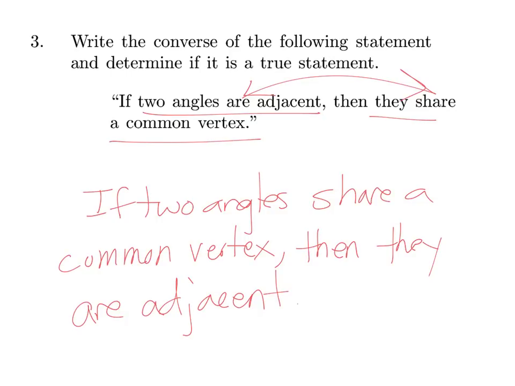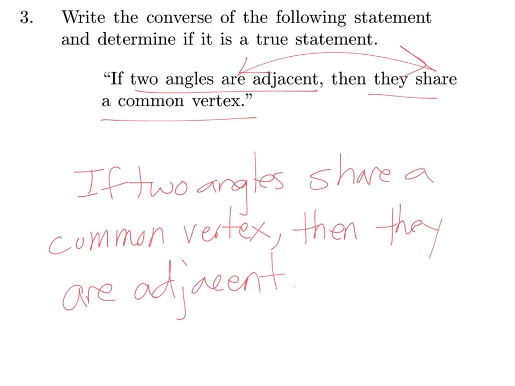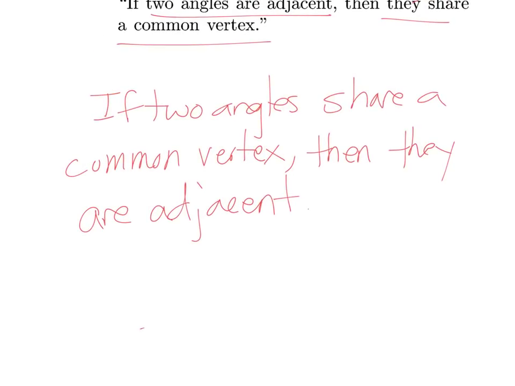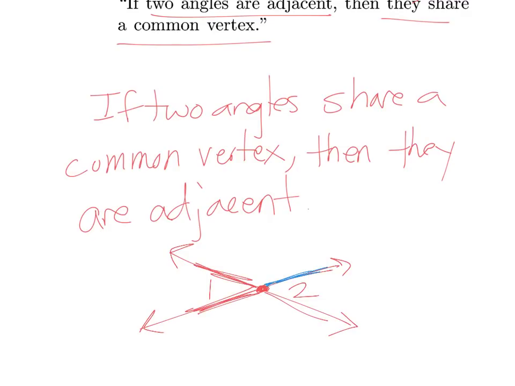Okay, now is this statement true? Well, come up with an example where 2 angles share a common vertex, but they are not adjacent. So look at angles 1 and 2. They share this common vertex here, but are they adjacent? No, they are not. Because in order for them to be adjacent, they have to share a side in common. And these are the sides to angle 1, and these are the sides to angle 2. There's no overlap. So they are not adjacent. So the answer is false. The converse is false.